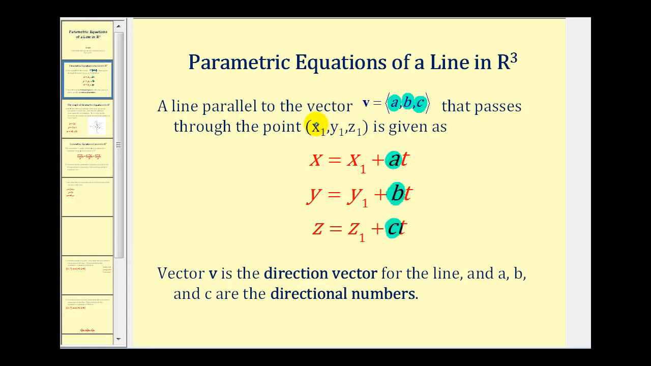And the point on the line, x sub 1, y sub 1, z sub 1, are the constants in each of the three equations. Vector v is called the directional vector for the line, and a, b, and c are sometimes called the directional numbers. Let's take a look at a line in space so we can get a better idea of what we're talking about.